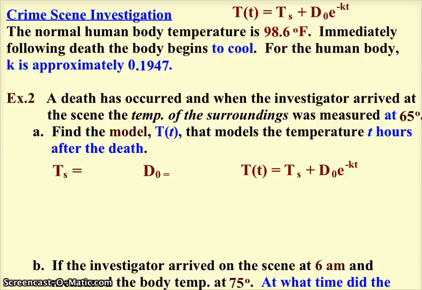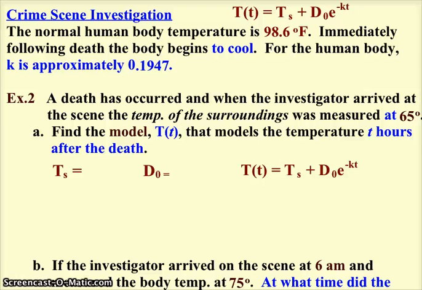Look at what else might have been going on during that same time. Businesses were open, people were walking around, whatever. Who saw something or witnessed that kind of stuff. So I need to backtrack using time, and that's what the investigators are going to do. And they're going to use temperature to do that kind of calculation. So it says here, death has occurred, and when the investigator arrives at the scene, the temperature of the surroundings was measured at 65 degrees.